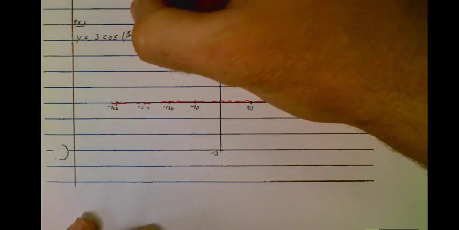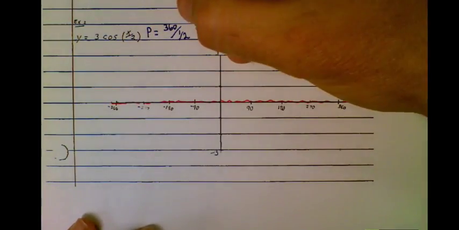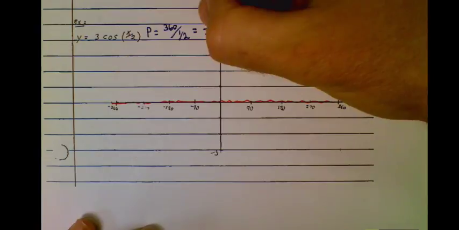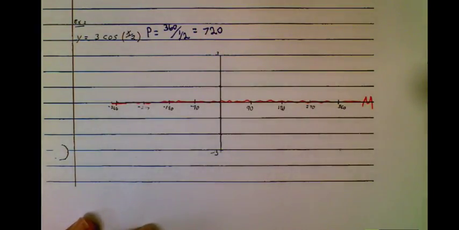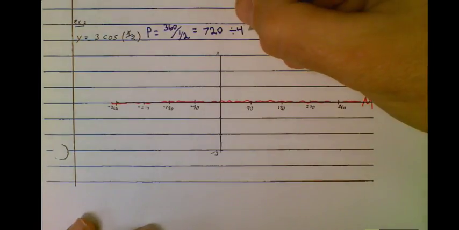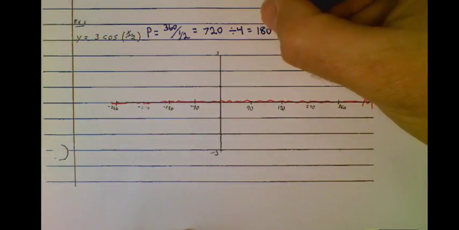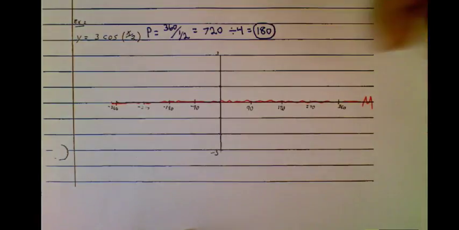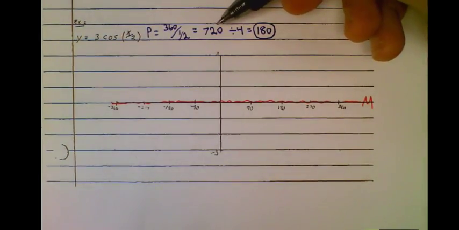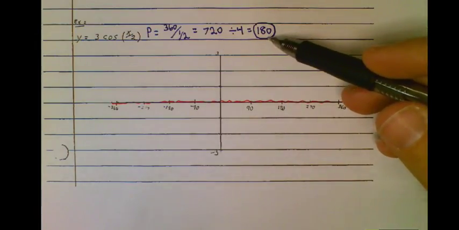So for the period, we're going to do 360 divided by B. So if we did 360 divided by 1/2, which is the same thing as 360 times 2, then we have 720 is one full period of the graph. I'm going to break that up into 4 equal parts so we can see how often I should be making marks on the graph. So every 180 degrees, I should be making a mark on this graph based on this period. So the period is 720, but I'm going to be making a mark every 180 degrees.